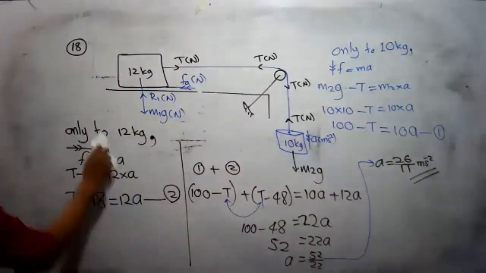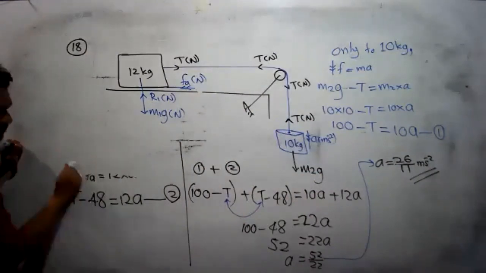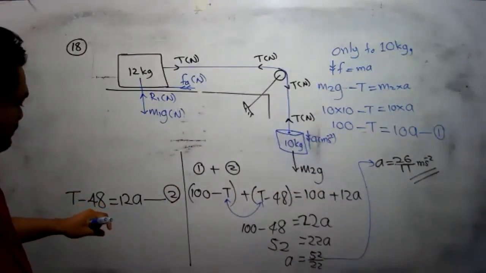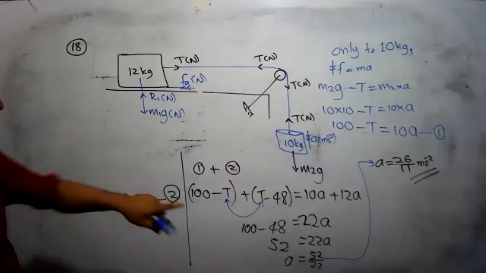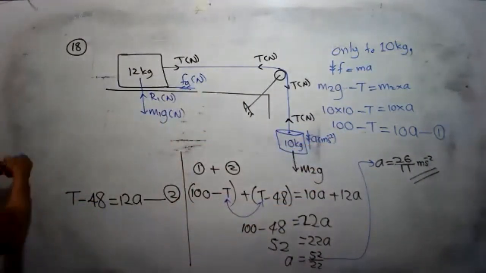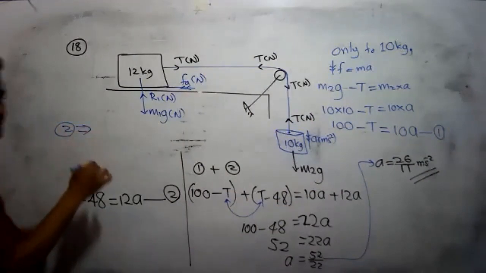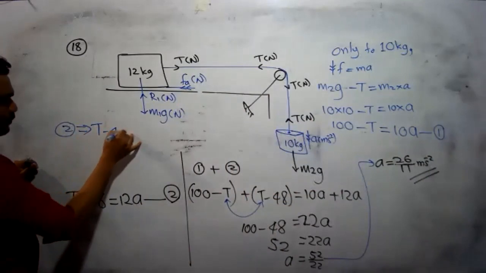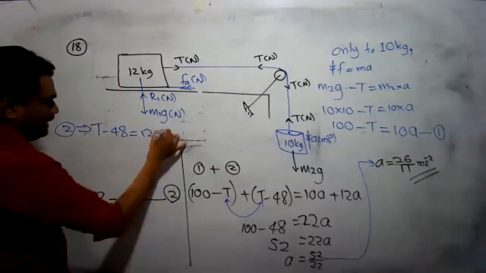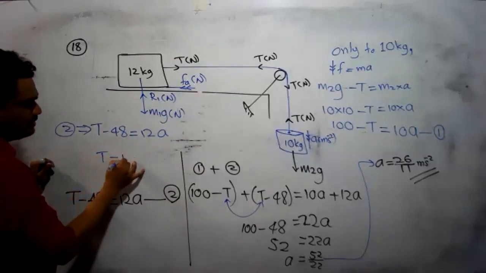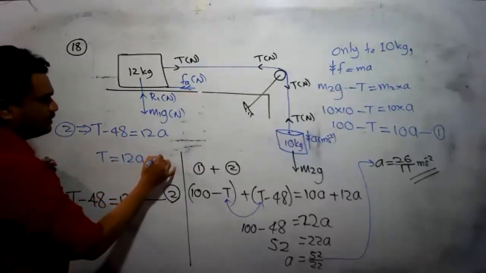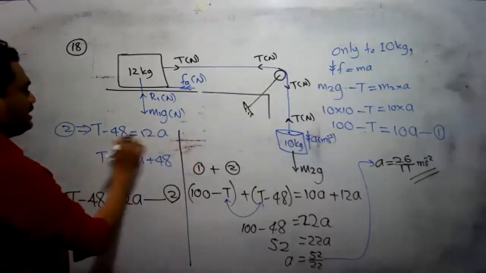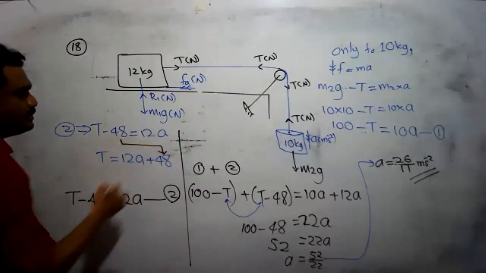So let me show you the method that we use to find the tension force. For example, let me use the second equation to find the tension force. Just look at the board. T minus 48 equals 12A. T equals 12A minus 48 comes to this side as positive 48. Got it? I have taken minus 48 to this side as positive 48.